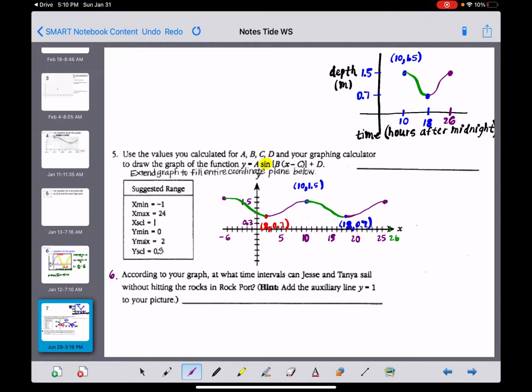Now, when we look at number 6, it says, according to your graph, at what time intervals can Jesse and Tanya sail without hitting the rocks in Rockport? It says, hint, add the auxiliary line y equals 1 to your picture. So what I'm going to ask you is just to give me the first time interval. There's more than one. I'm going to ask you to give me the first time interval where they can sail. So remember, an interval means from here to here. So you don't have to give me every one.